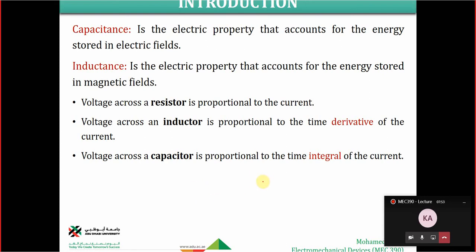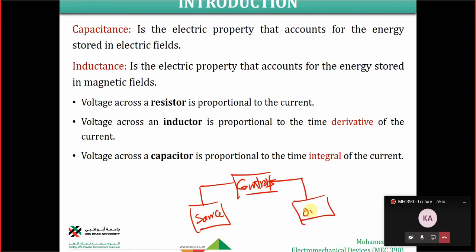As we discussed before, let us talk very generally. Any electrical circuit should include some controllers, and I'm going to let you know what is the function of this controller. And you should have a source of energy, like a battery, and you should have an output at the end. You could consider that this is the most general form of any electrical circuit, whatever it is.